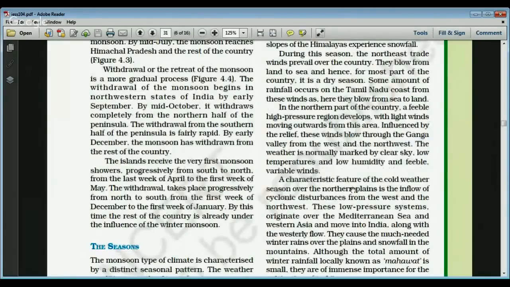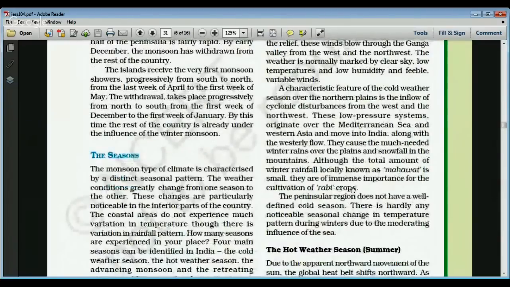And in the northern part of the country, a feeble high pressure region develops with light winds moving outwards from this area, and influenced by the relief, these winds blow through the Ganga Valley from the west and northwest. The weather is normally marked by clear sky, low temperature and low humidity, and feeble variable winds. A characteristic feature of the cold weather season over the northern plains is the inflow of cyclonic disturbance from the west and the northwest.